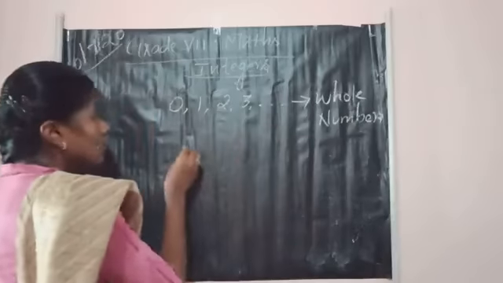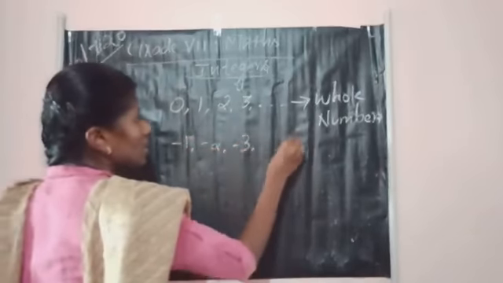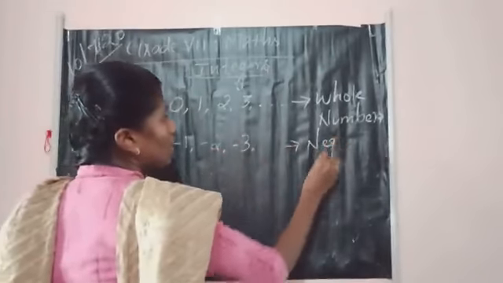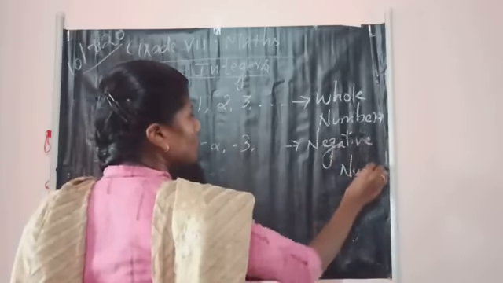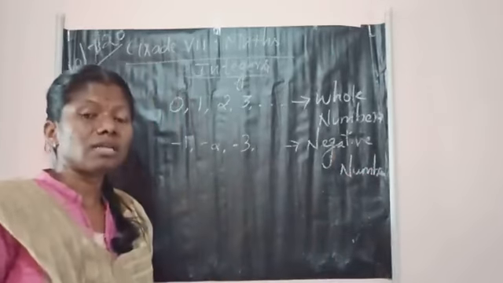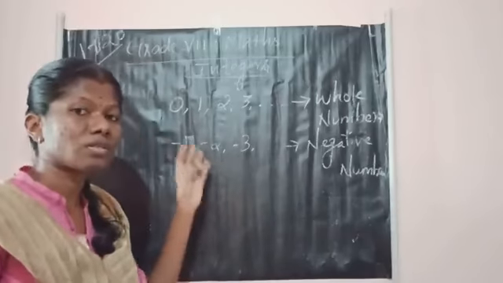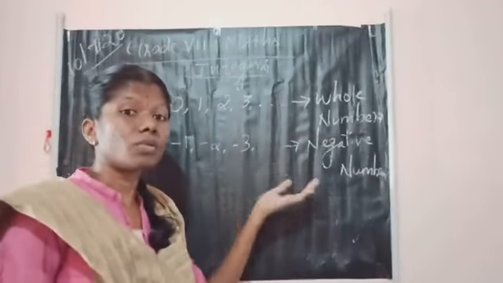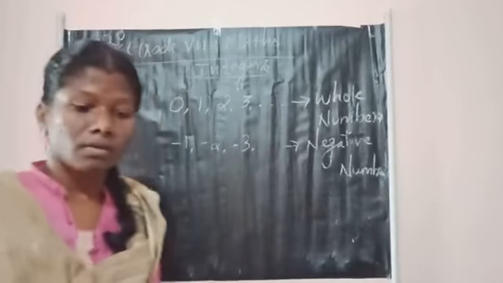And negative numbers, that is -1, -2, -3. These are the negative numbers. So, integers contain whole numbers and negative numbers. Whole numbers start with 0, 1, 2, 3 and negative numbers are -1, -2, -3, etc.